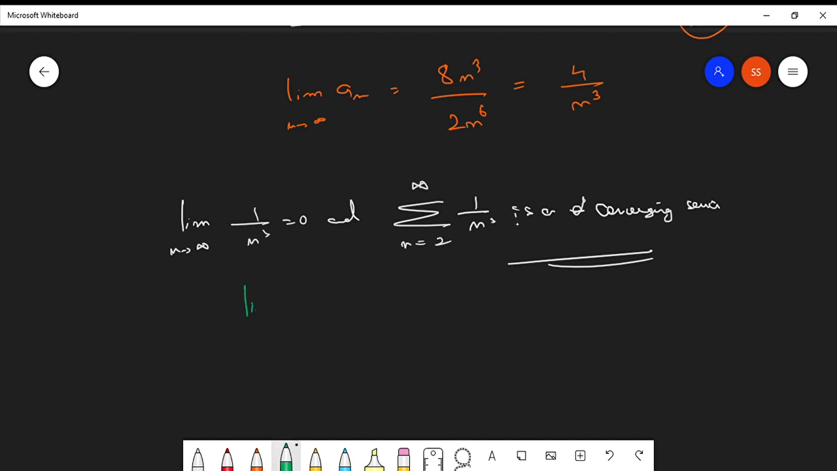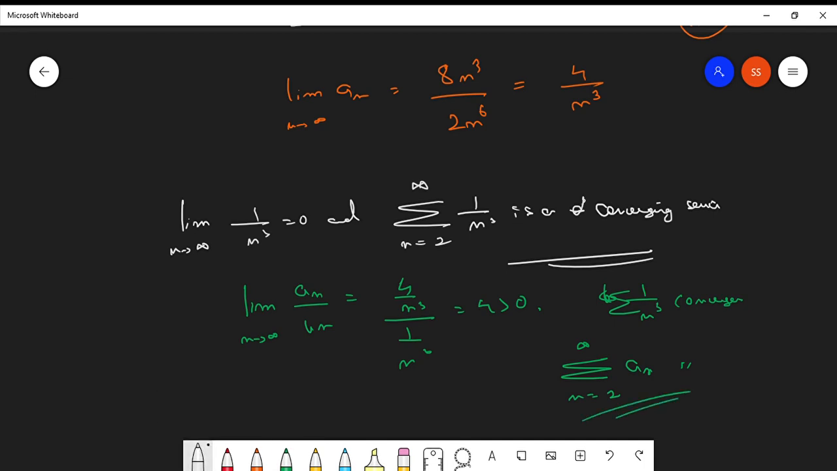And if you do limit n tends to infinity a_n over b_n, then what does this give you? We have 4 over n cube upon 1 over n cube, which equals 4, greater than 0. So either both converge or both diverge. Since the summation of b_n converges, the series n equals 2 to infinity a_n, which we are given as the question, also converges. In this way you can use the limit comparison test to find the convergence and divergence of series. Got it? So comparison tests are done.